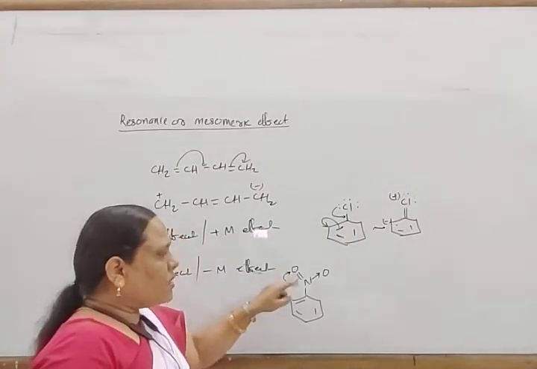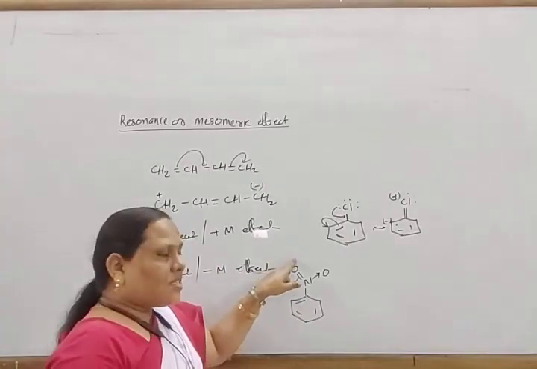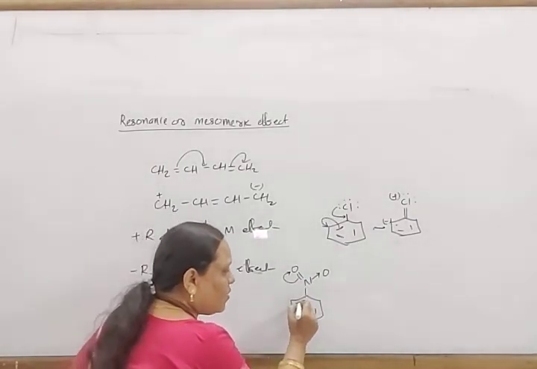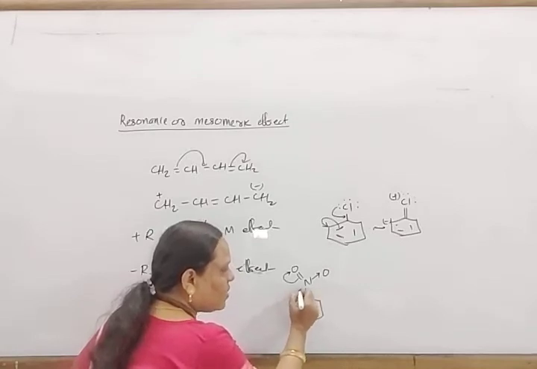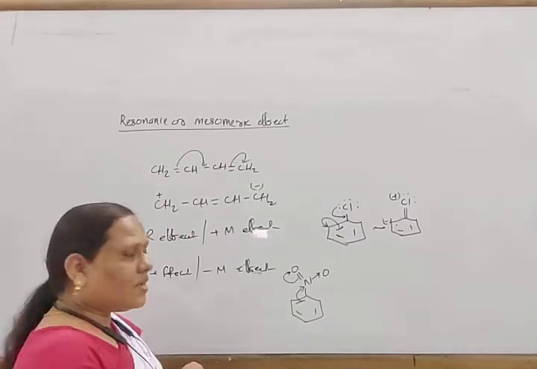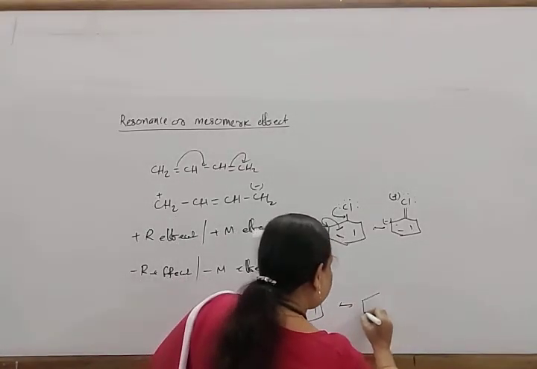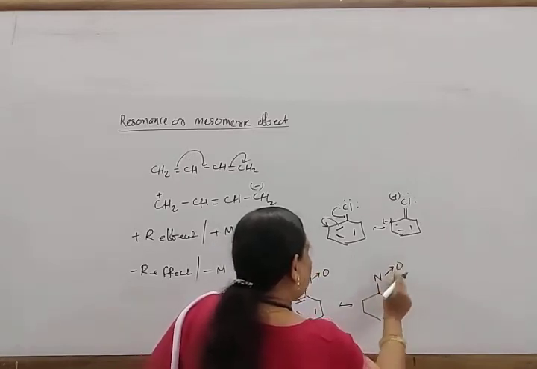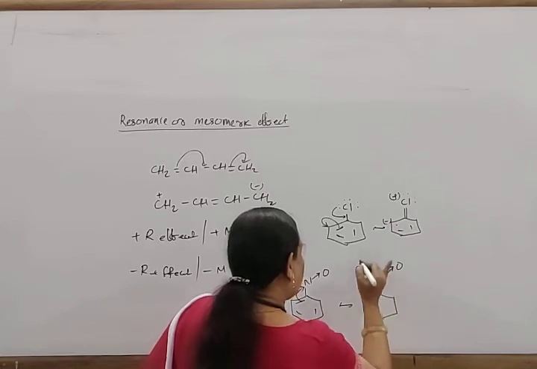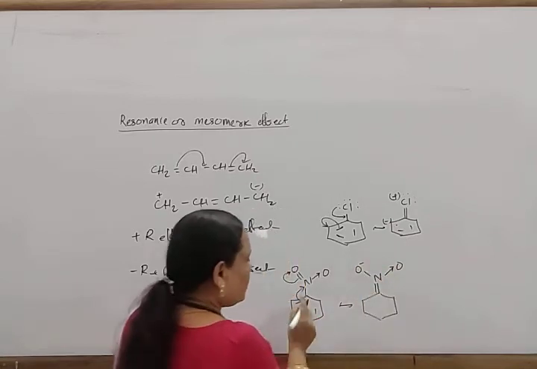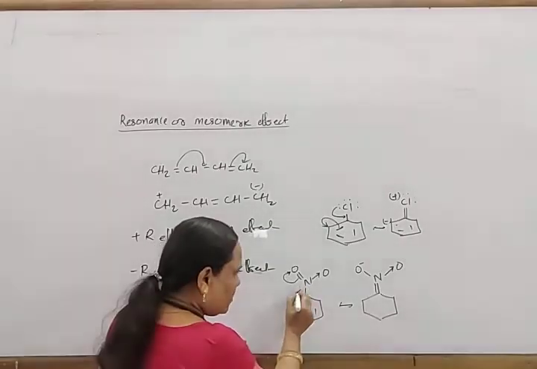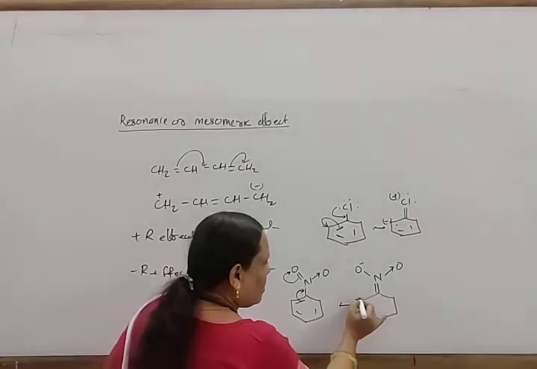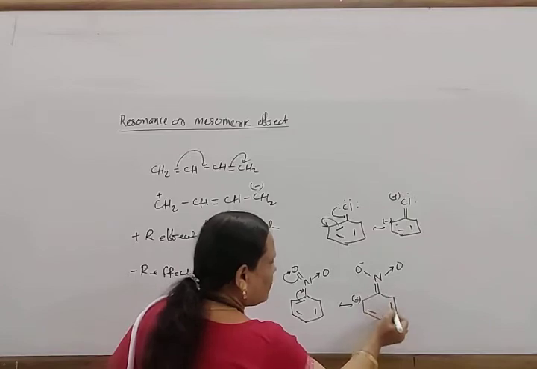As the pi bond shifts towards the oxygen, this oxygen gets a negative charge and this nitrogen gets a positive charge. To compensate the positive charge of nitrogen, this electron pair moves towards the nitrogen. As a result, a double bond appears here, and one negative charge appears here, while the oxygen atom has no change. A double bond appears at the carbon-nitrogen bond, and here a positive charge appears, and the rest remain like this.